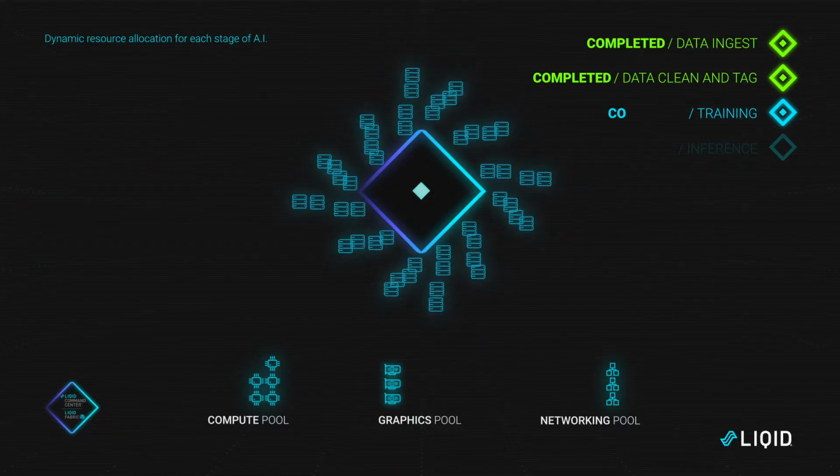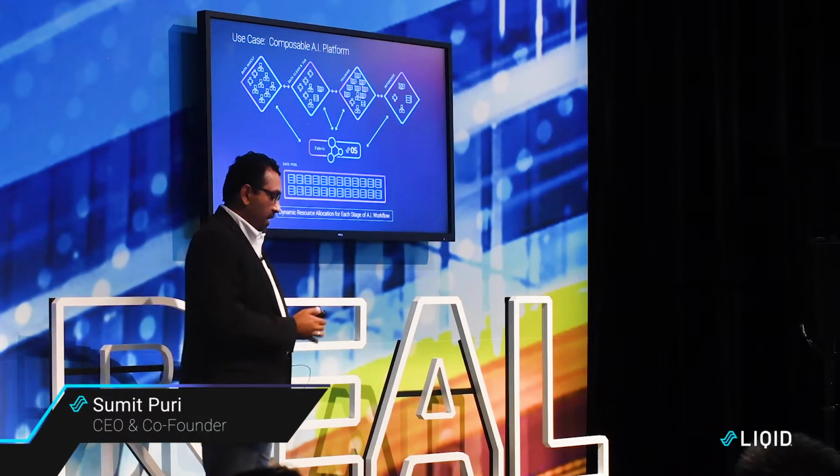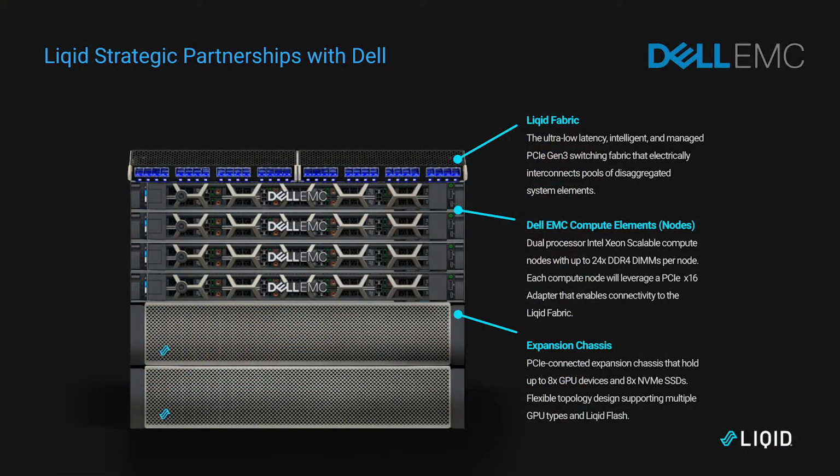And at the center of all this is the data. You can have a petabyte of data. Data's got gravity. Why are we moving data around? Let's leave the data in place and move the compute, GPU, networking resources to the data. So what we're developing in conjunction with Dell is a composable AI platform. A single SKU that you're gonna be able to get from Dell that enables you to do all of your AI workflows. So this is a single package that we're gonna be announcing tomorrow in partnership with Dell.